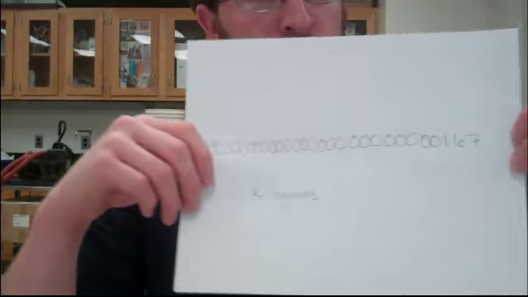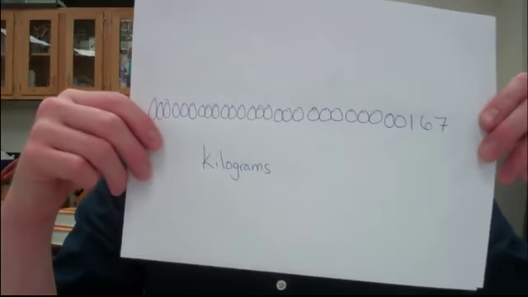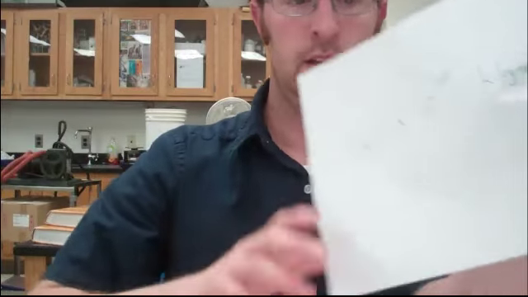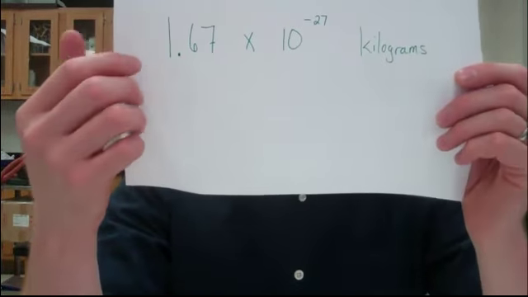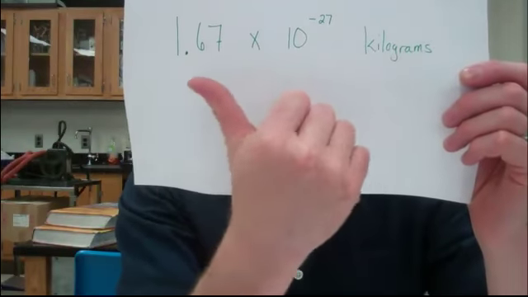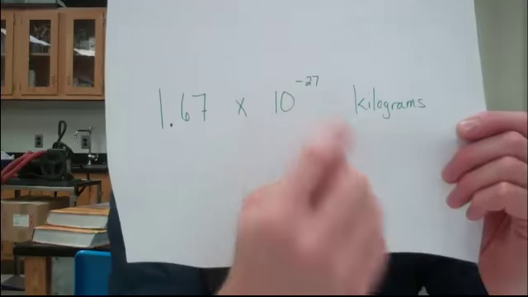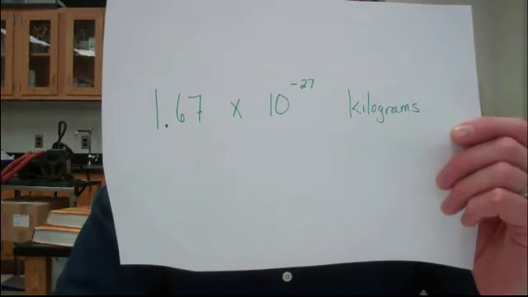Remember, the coefficient has to be between 1 and 9. So I'm going to write my coefficient as 1.67. Right? That's coming from right here. And then the decimal was moved 27 times in this direction, so it's 1.67 times 10 to the negative 27th power. Right?